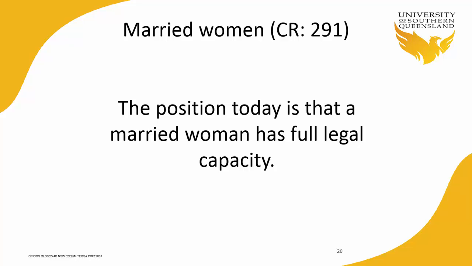And the last point really is just of historical relevance. Of course, the position today is that married women have full legal capacity, but historically, of course, there were some issues with that. And as it says at the bottom of page 291, where the parties are living together, whether as a married couple or in a de facto relationship, the woman is able to pledge the man's credit for necessaries suitable to their style of living and arises from the fact of cohabitation.